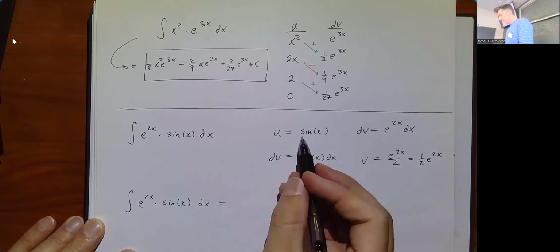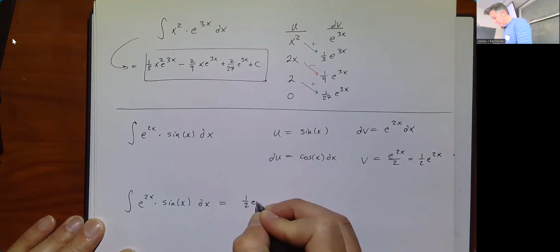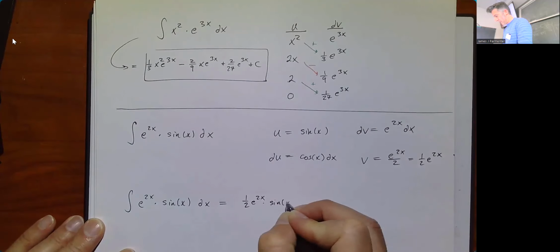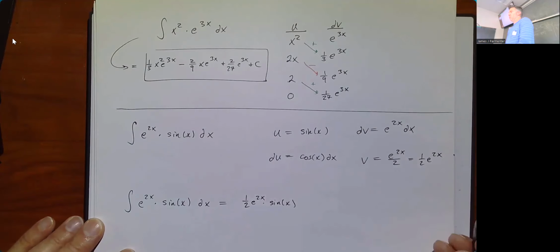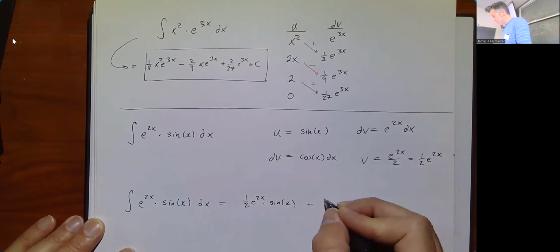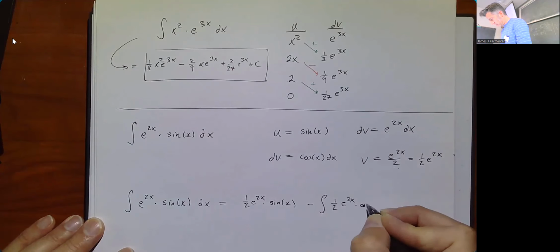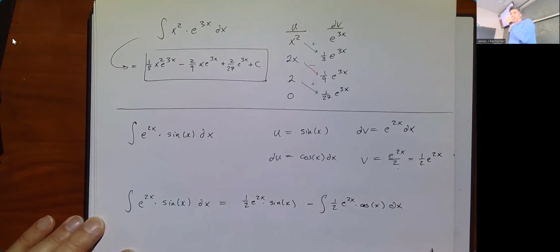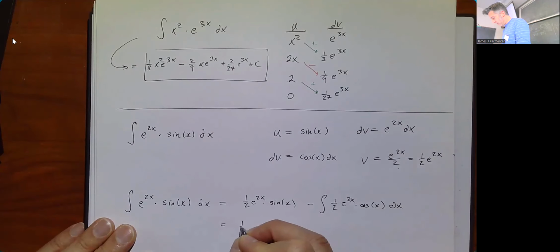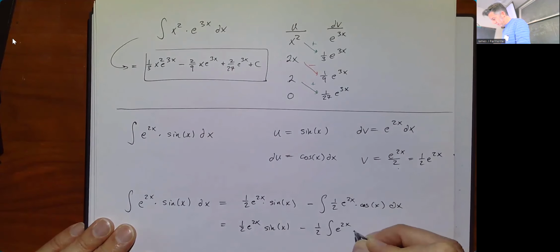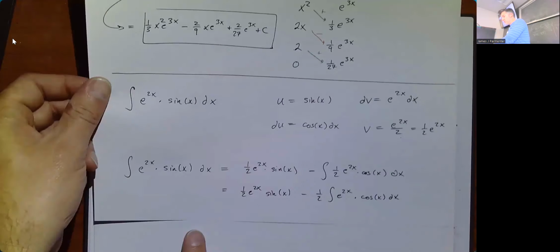So my u times v is going to be 1/2 e to the 2x times sine of x. Yes, I know I wrote v times u instead of u times v. It doesn't matter what order you multiply things in. Minus the integral of v du is 1/2 e to the 2x times cosine of x. And you might see that we're essentially back at a very similar place. I'm going to bring out the 1/2 in front of the integral, but I'm essentially at another e to the 2x times cosine now instead of sine. This is the stage where you have to make sure you do the right thing.